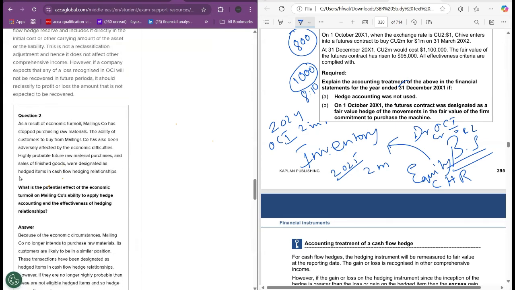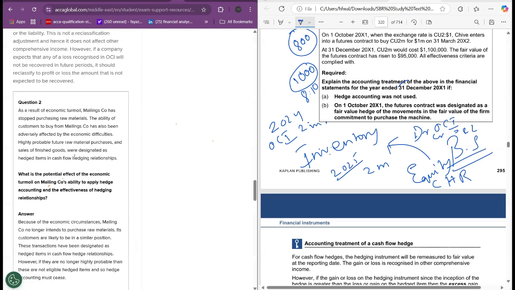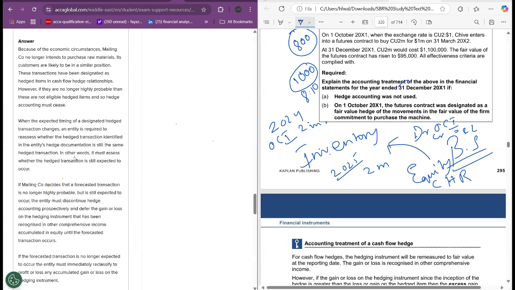They had a cash flow hedge on both of these items, the customer items, that is, the sale of finished goods, and also the future raw material. Both of these were hedged items. They had taken derivative contracts for both of these. Now both of them are going to fail. There's clearly a scenario like that. So if they are no longer highly probable, then these are not eligible hedged items, and so hedge accounting must cease.